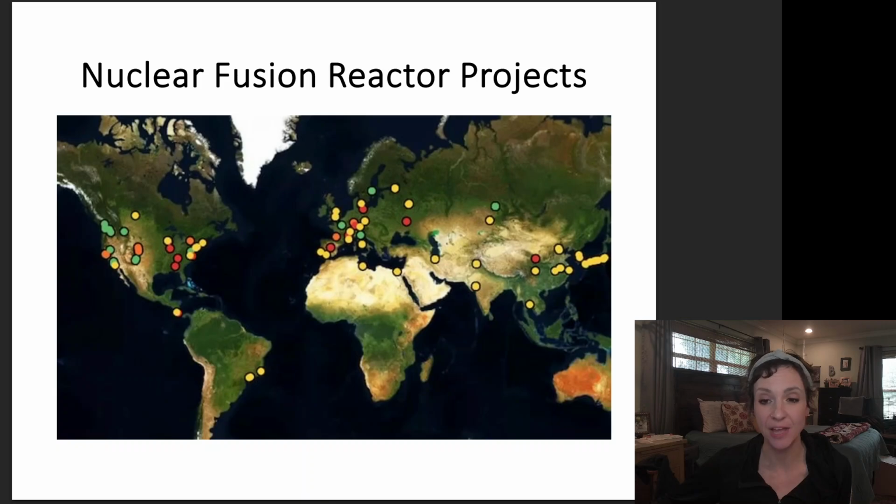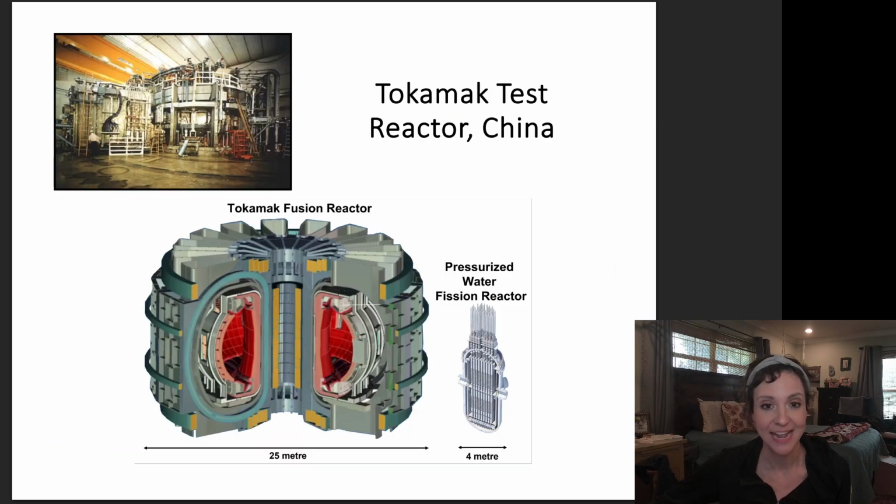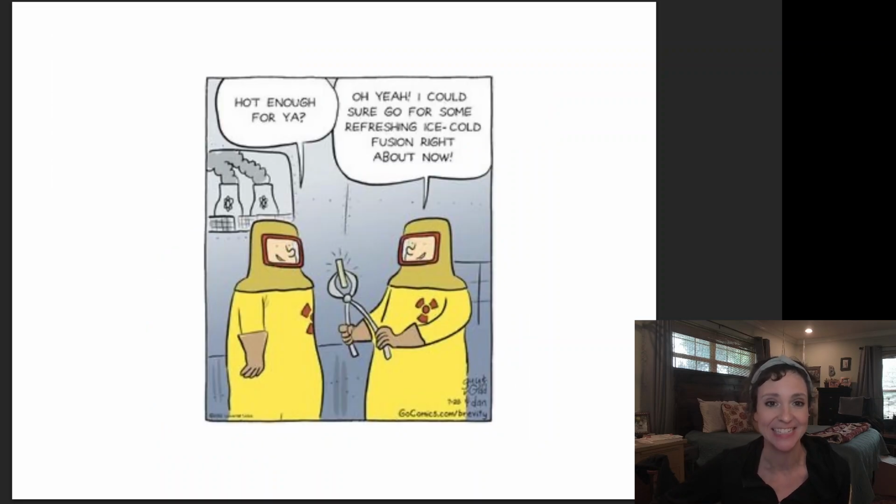So here's a map of the sites in the world where we are currently trying to study how we can maybe harness some of this fusion energy to make fusion-generated power plants. Here is kind of a size comparison between a currently testing fusion reactor. It's the tokamak test reactor in China, but this is what the size of a fusion reactor would look like compared to what a currently used fission reactor is. And the last little cartoon, it says, hot enough for you? Oh yeah, I could sure go for some refreshing ice cold fusion right about now.